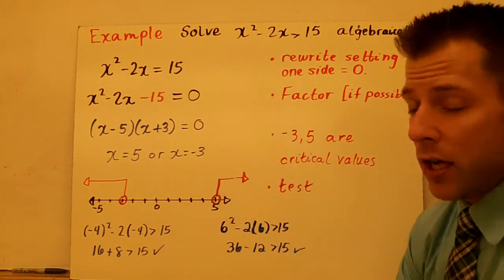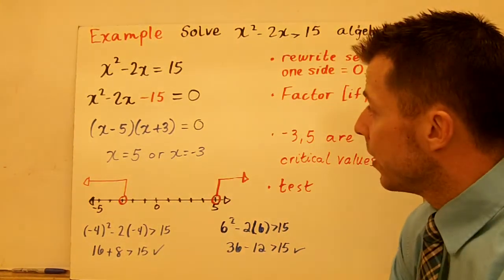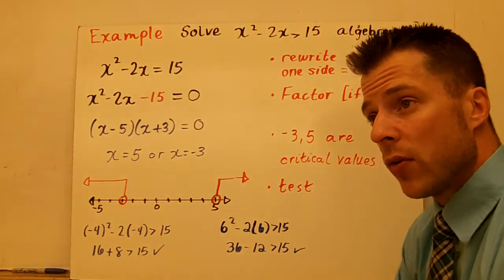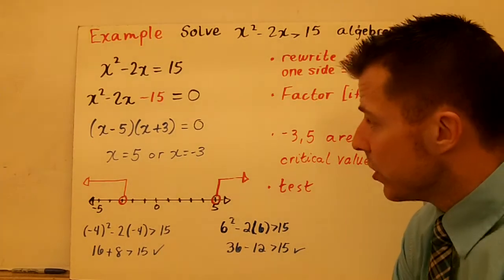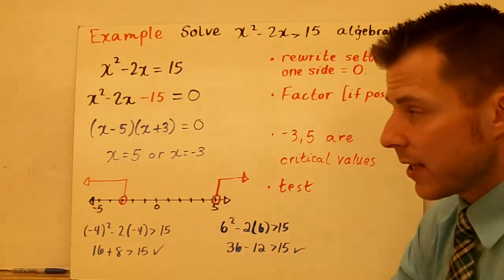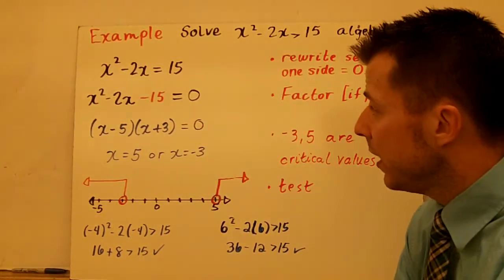Lastly, we're going to solve a quadratic inequality algebraically. Okay, now this is a little bit different than solving quadratic equations. With equations, we could have up to 2 real solutions. But this is going to be a little different, but we're going to use some of the same techniques. So solve x squared minus 2x is greater than 15.